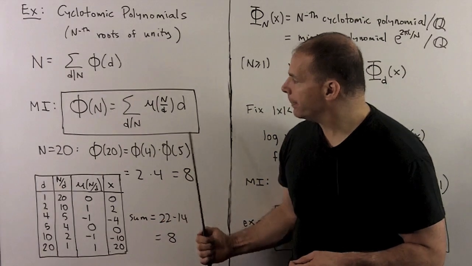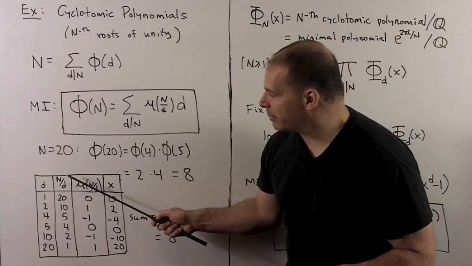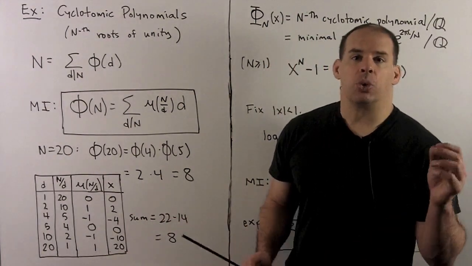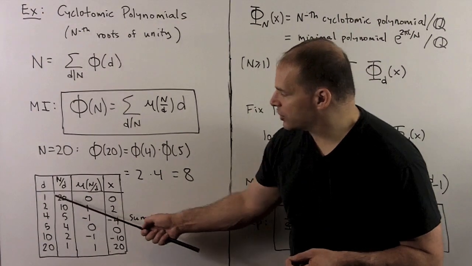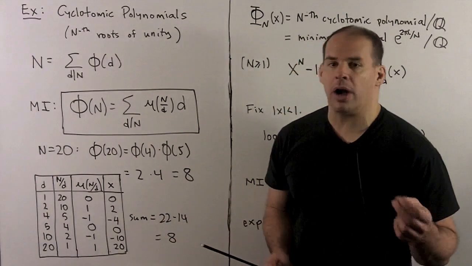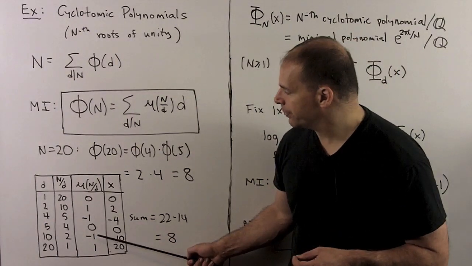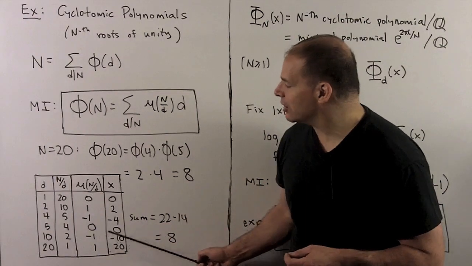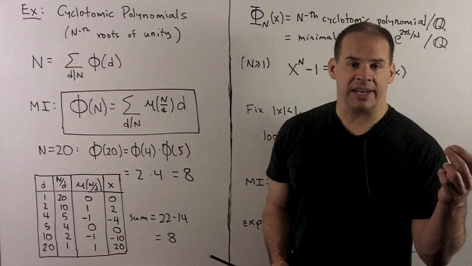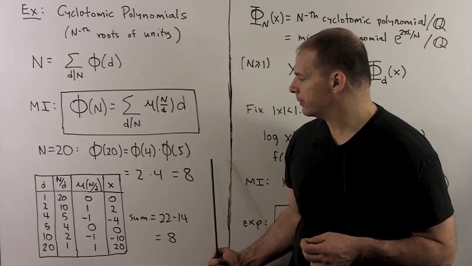We multiply and we get 8. Using the formula, we're going to list all divisors of 20, then we'll take 20 divided by each divisor, and we apply mu. Now, 20 and 4 go to 0 because they have square factors. 10 is a product of two distinct primes, so we get a 1. 5 and 2 are primes, so we get minus 1 for each. We multiply by each divisor, and then we sum. So we get 22 minus 14, which gives an 8, and that agrees with our answer using the multiplicative property.